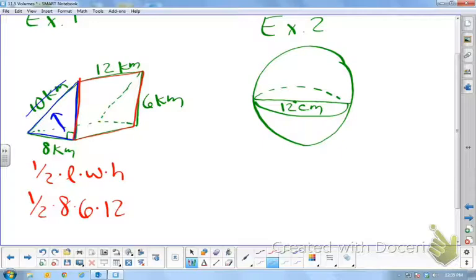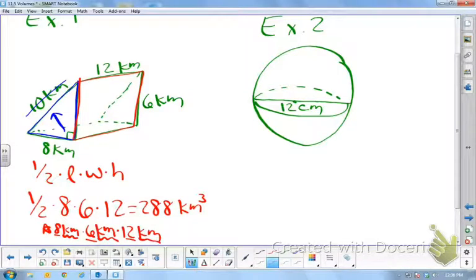1/2, which you would just enter in as 1 divided by 2, times 8 times 6 times 12. We get 288 kilometers cubed. Remember, we need to put our units. If I wrote in 8 kilometers, which you don't have to write on the assignment, this is just to show you where we're getting the kilometers cubed, times 6 kilometers times 12 kilometers. Well, 8 times 6 times 12 gave us the 288. Kilometer times kilometer times kilometer. There's 3 of those, so it's kilometers cubed. And 1/2 didn't have units on it because it was part of the formula, not part of the picture. So 288 kilometers cubed is our answer.